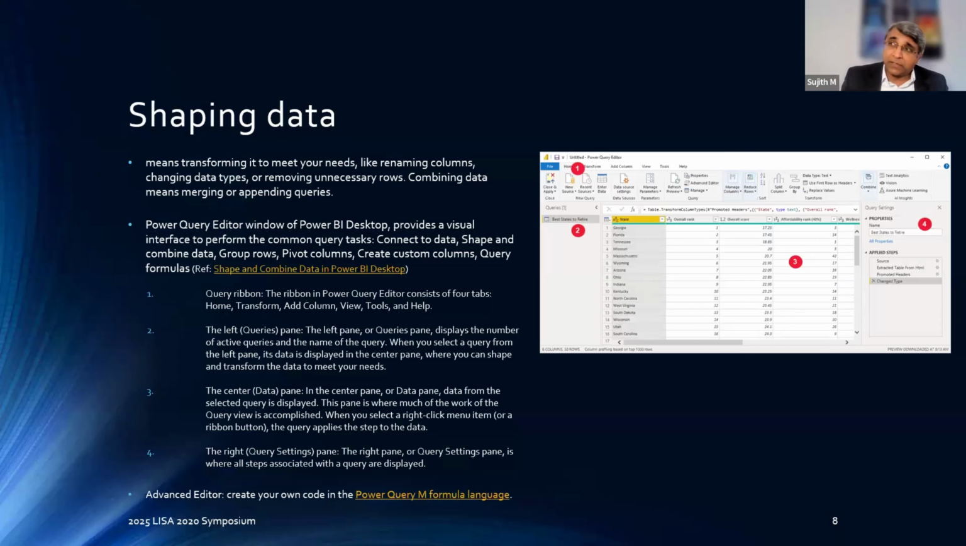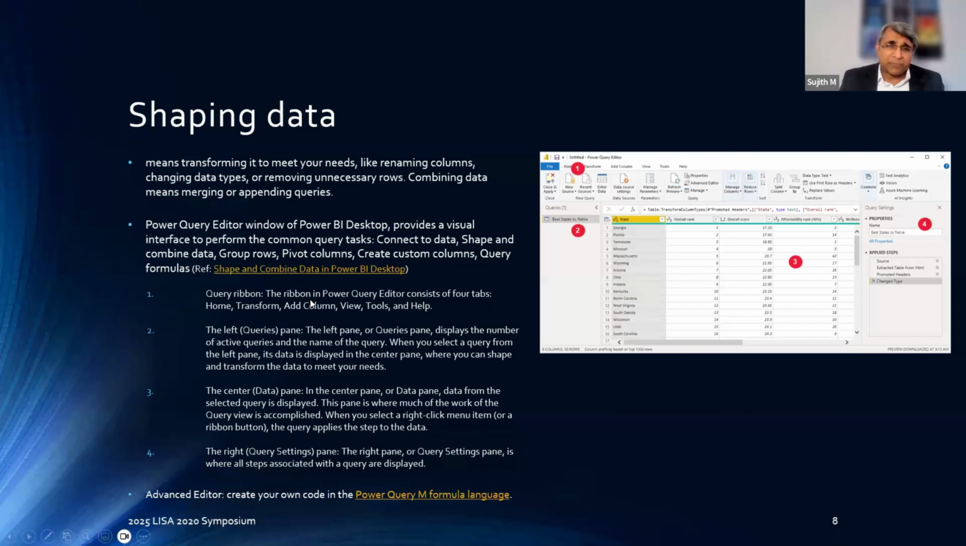So let's start with what is marked as number one there. That is the query ribbon. In that query ribbon, you would find a lot of the data transformation tasks grouped under four tabs. There's the Home tab, the Transform tab, the Add Column tab, and the View tab.